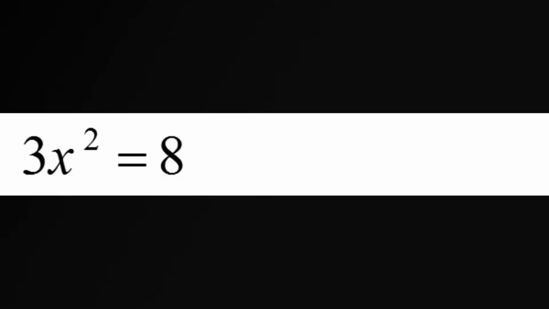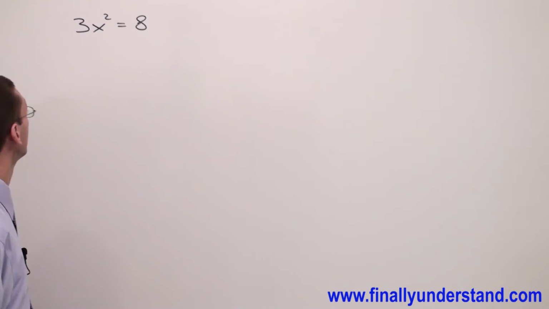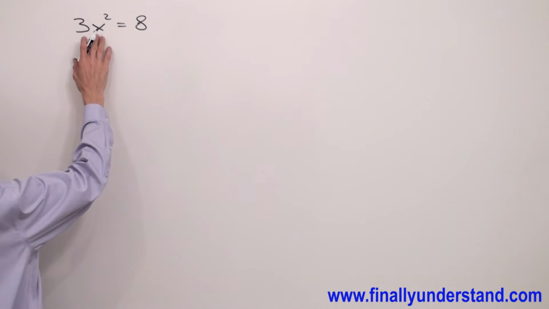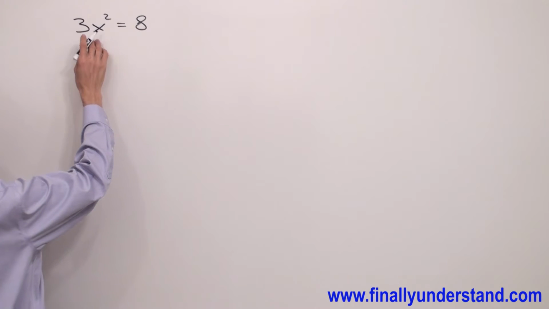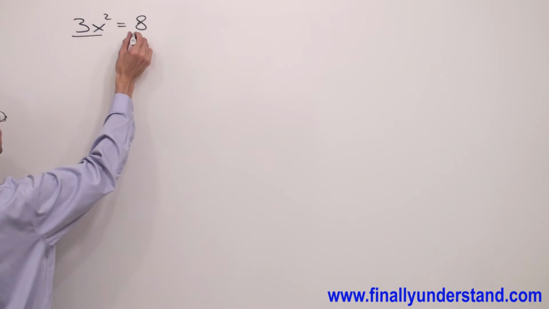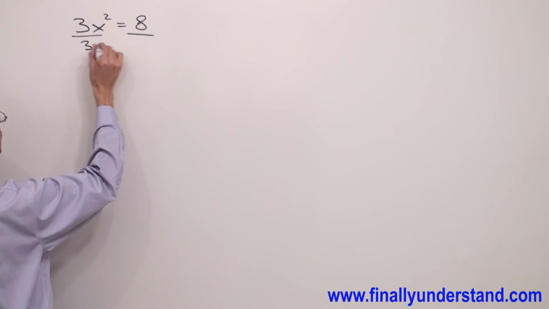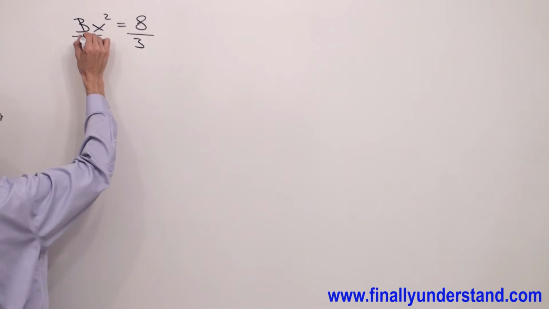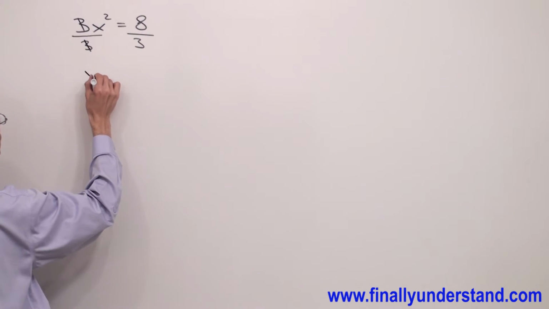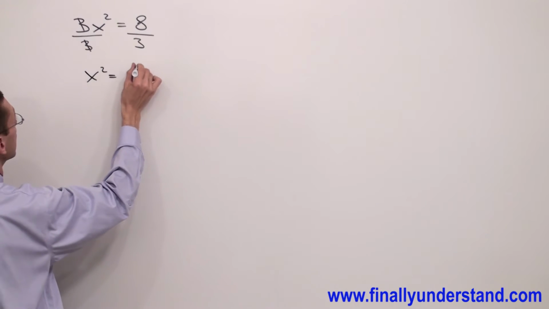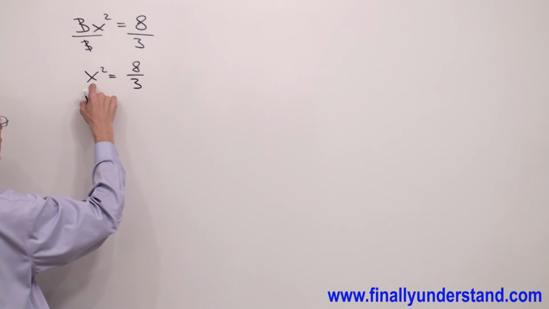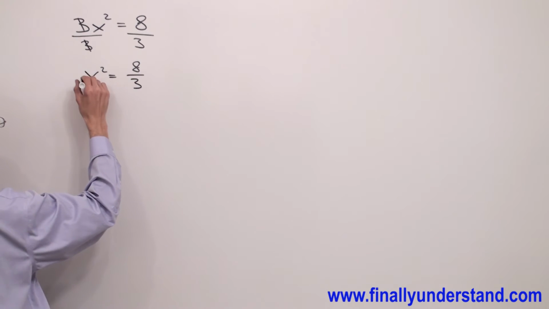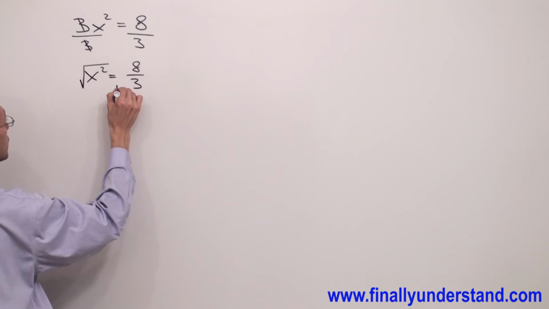Let's take a look at this example. Again, we have a quadratic equation and we're supposed to find two values of x. In order to do so, we're supposed to divide both sides of the equation by 3 first. 3 and 3 will cancel out and I have x squared equals 8 over 3. In order to eliminate x squared, I'm supposed to square root both sides of the equation.